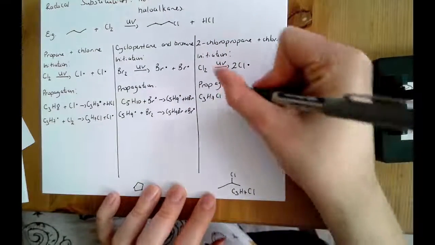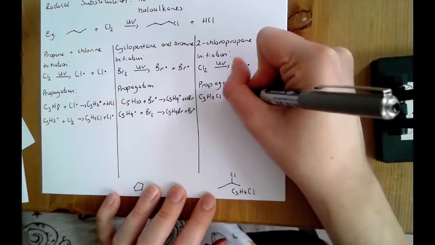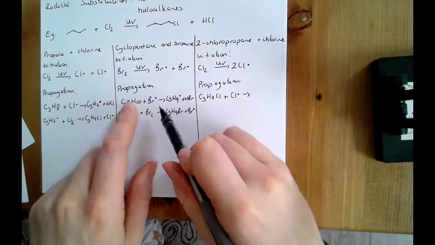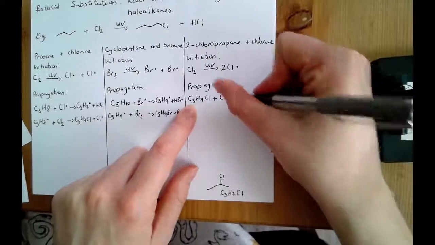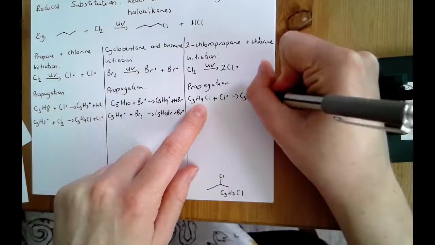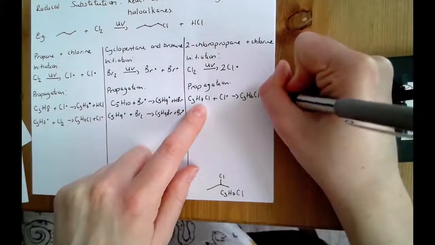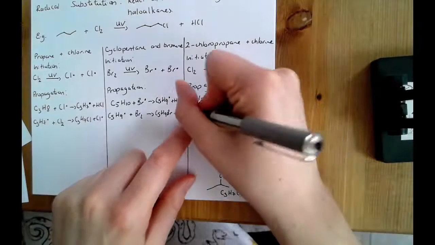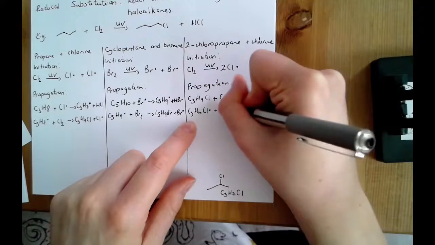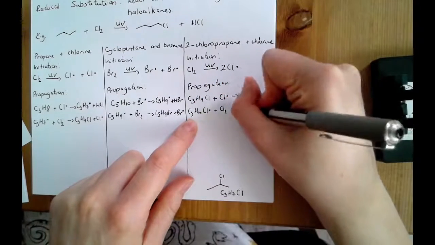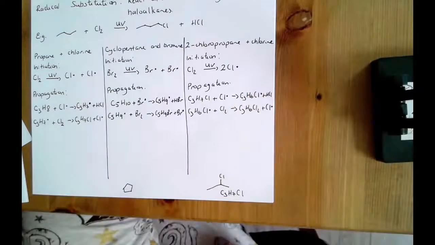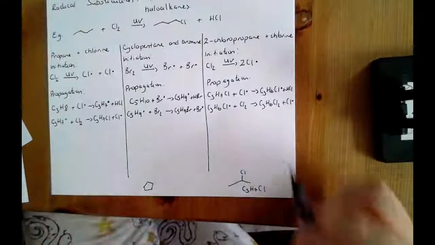And I'm going to react this with my chlorine radical, just like I did before. And just like before, I'm going to lose a hydrogen. So I had C3H7, I'm now going to have C3H6. The chlorine remains, and it's going to be a radical, and I'm going to form HCl. I then take my radical, C3H6Cl dot, I react it with some unreacted Cl2, I end up with C3H6Cl2 plus Cl dot. Okay, so these steps are exactly the same each time.